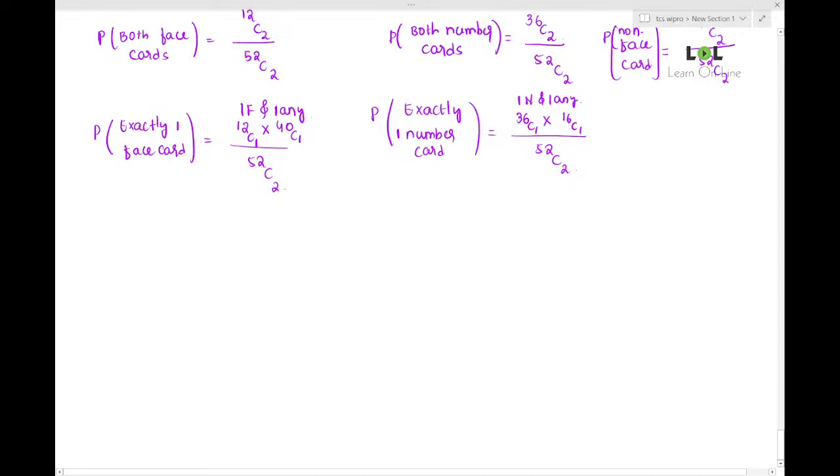Okay, so let us pick another question in this. Probability of neither a spade nor a heart. Tell me the answer. Neither a spade nor a heart. Anybody? Probability of neither a spade nor a heart.